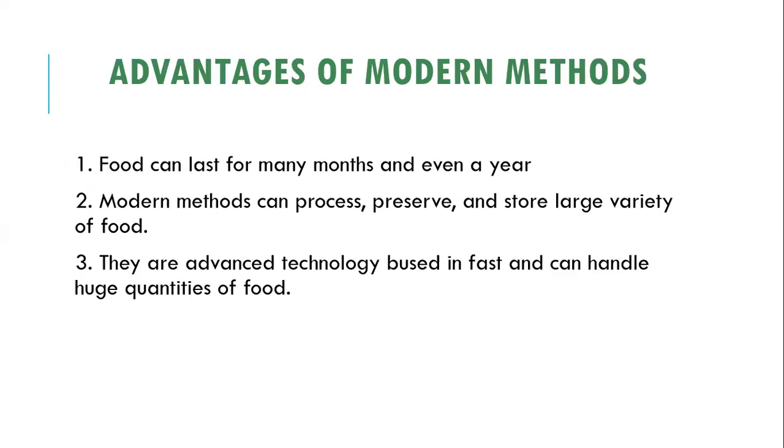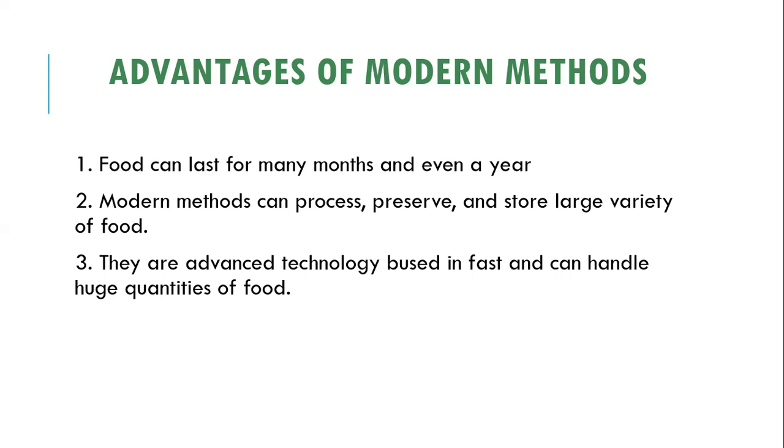Now let's see the advantages of the modern methods. Here are some of them. The first one is that food can last for many months and even a year. So food can last a much longer time compared to the traditional methods. In preserving food with the modern methods, the stored or preserved food takes a longer time to get spoiled or decay. The second one is that the modern methods can process, preserve, and store a large variety of food. So a large variety of the foods that are out there can be preserved with these methods, and you can preserve them for a very long time.